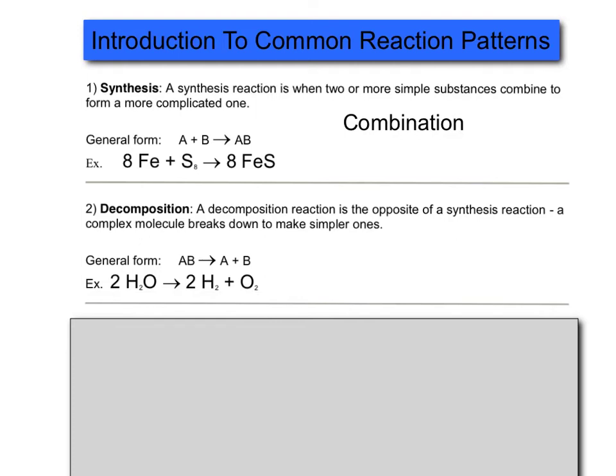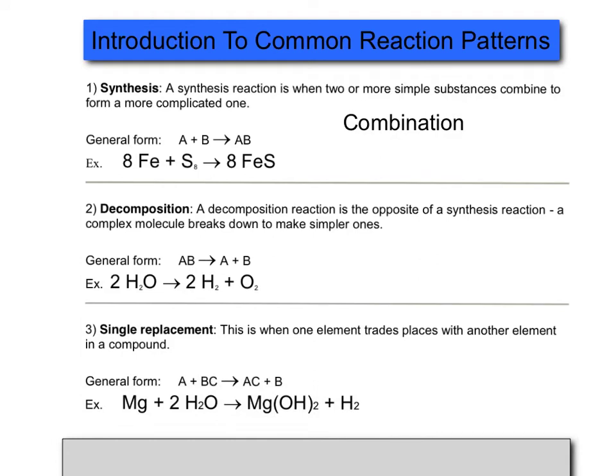For our next type of reaction, it would be a decomposition. Now a decomposition is the opposite of a synthesis reaction. What happens here is that you just have one overall reactant and it's going to break down into smaller pieces. Using the relationship analogy, what you'd have is a couple just breaks up.